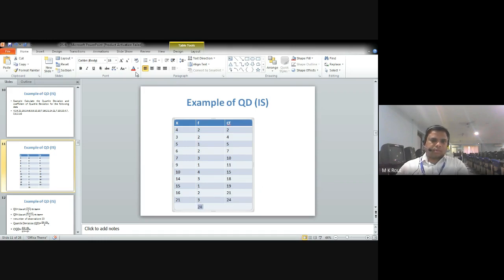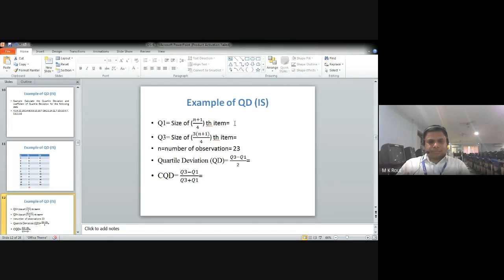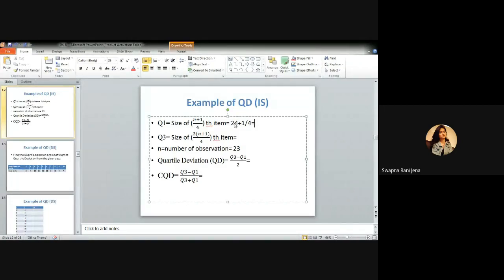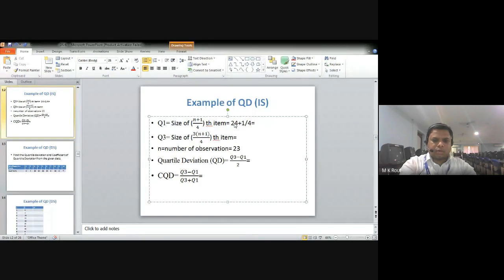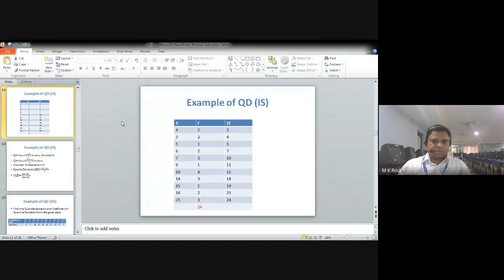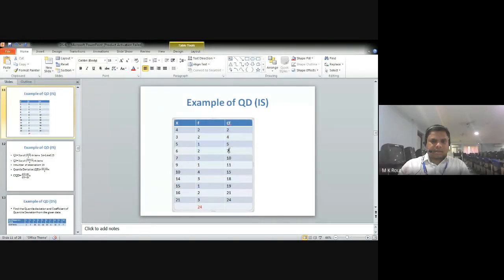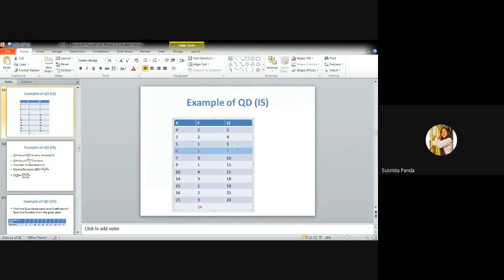So what is the value of n? 24. By applying this particular formula, you can calculate this one. That is 24 plus 1 divided by 4, that equals 6.25. From the cumulative table, 6.25 lies between which two intervals? 6.25 lies between 6 or that is 7. From the cumulative table, this one is selected. Yes, sir. 6.25 lies between 2 to 7. Okay. Move to the next one.